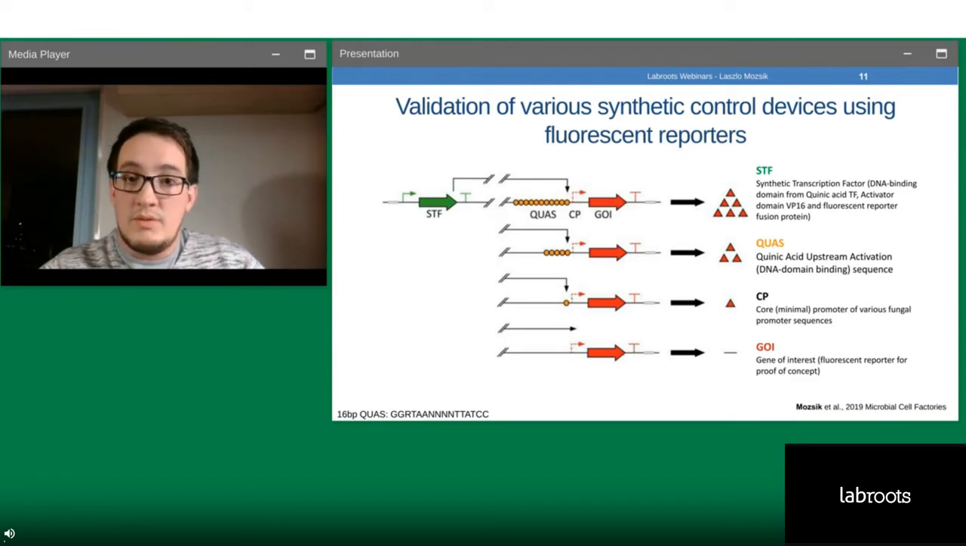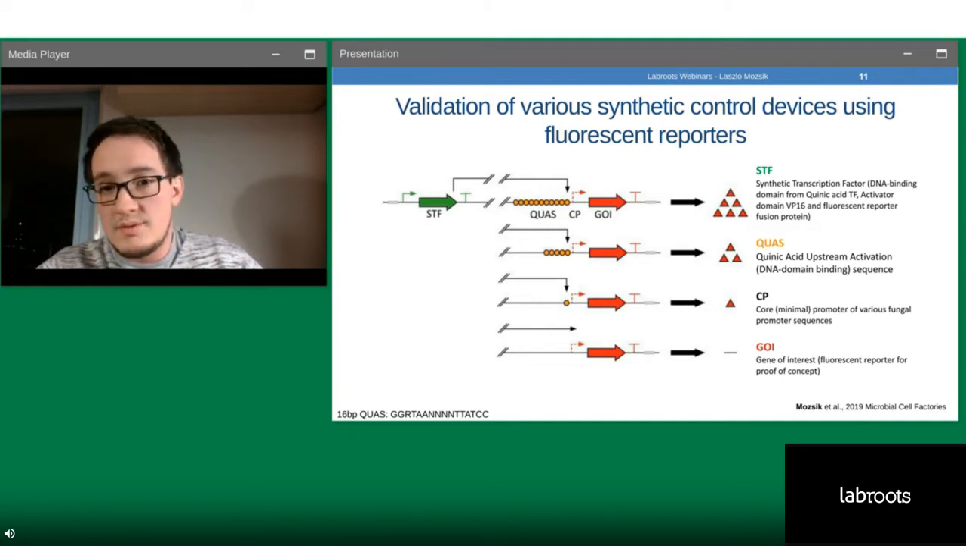We wanted to create various synthetic control devices using different modules combined together. For example, creating a synthetic transcription factor, combining the DNA binding domain of the previously mentioned quinic acid gene cluster with various activator domains. We wanted to test different amounts of QUAS binding sequences, since with the decrease or increase in the amount of these binding sequences, we should see a scalable expression of the gene of interest. These QUAS sequences were first placed with core promoters, also called minimal promoters. These promoters usually contain TATA boxes.